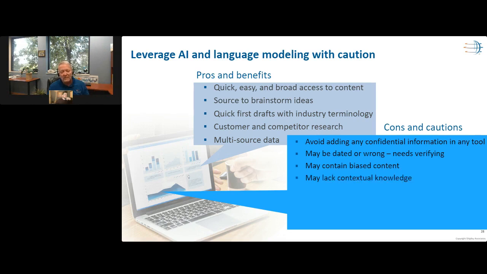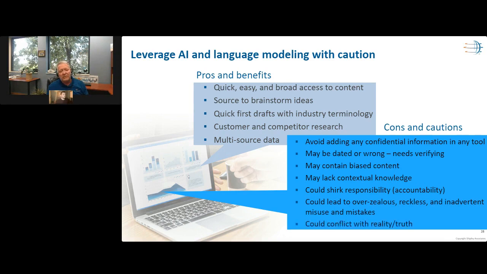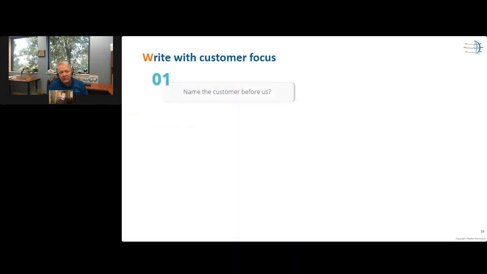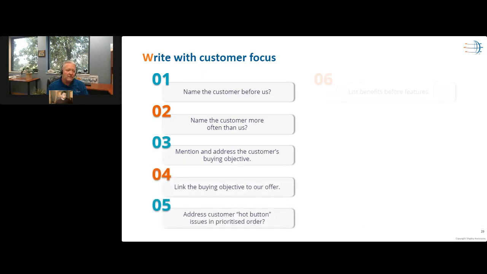There may be bias in there. We don't always have the contextual knowledge if we're depending on artificial intelligence as our source. Some people might use this as an excuse. Well, I didn't come up with that. ChatGPT did. And now we lose accountability in management. People can become reckless with it. And there could be just flat out wrong stuff, could conflict with reality and truth. So use it, but be careful.